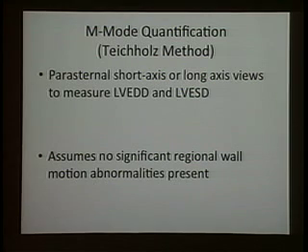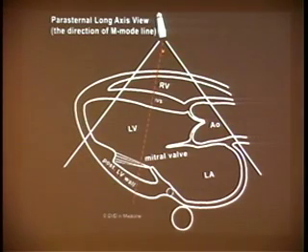For M mode or the Teichholz's method, you're going to go into a parasternal short or long axis. It can be done in either of the parasternal views. Ideally, it's better when you don't have major regional wall motion abnormalities. You're going to do an M mode, trying to get the septum and the posterior wall. Again, it's a unidimensional measurement. That's why it's so important, because if you have a posterior wall that doesn't work, the EF is going to be terrible, even though the heart may have a decent EF. That's why you have to understand that Teichholz's method is measuring particular segments of a wall in a unidimensional way. So the whole idea is that you measure a diastolic diameter and a systolic diameter.